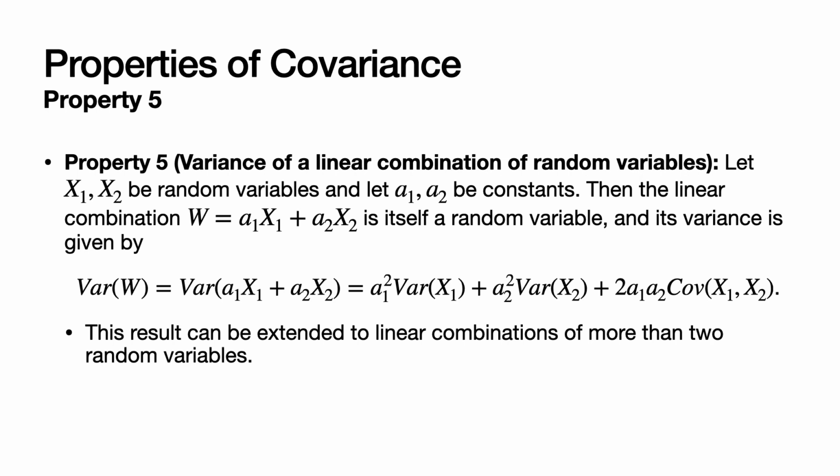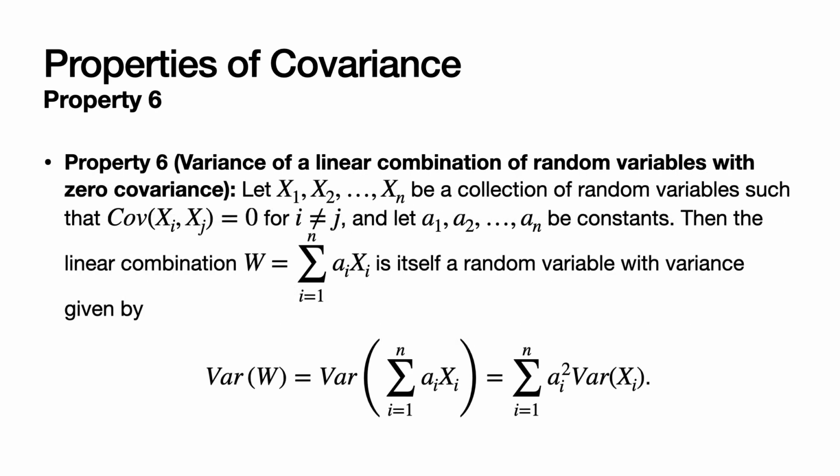So this variance of a linear combination of two random variables x1 and x2 can be decomposed into components that involve the individual variances and the covariance between the two random variables. Now, this result is given for two random variables involved in the linear combination, but it can be extended with a little bit of work to linear combinations of more than two random variables. In fact, any number of random variables can be involved.